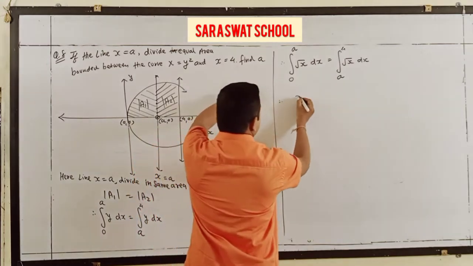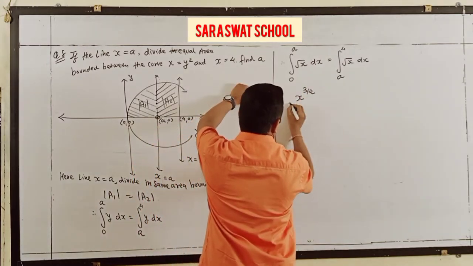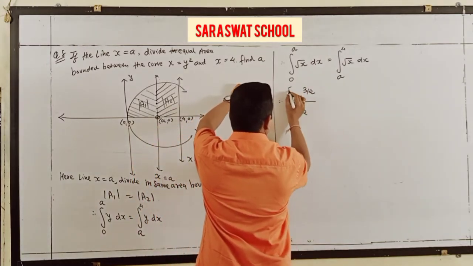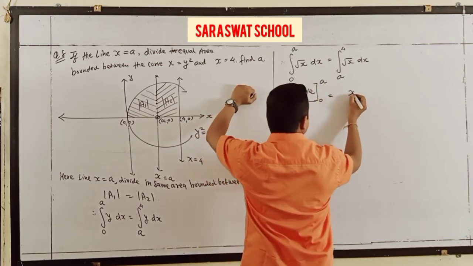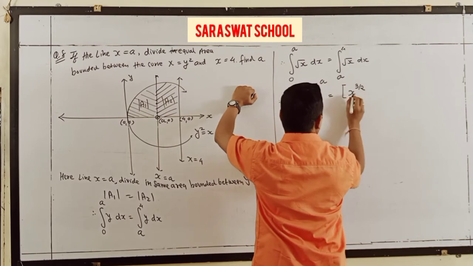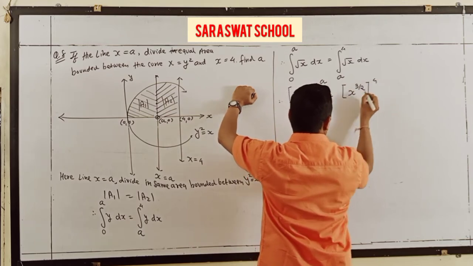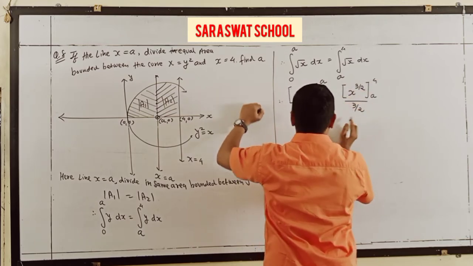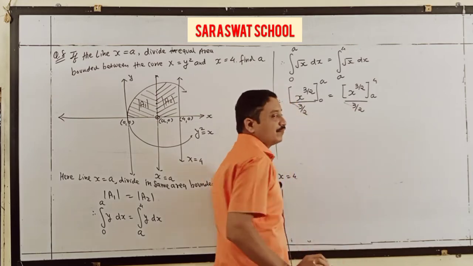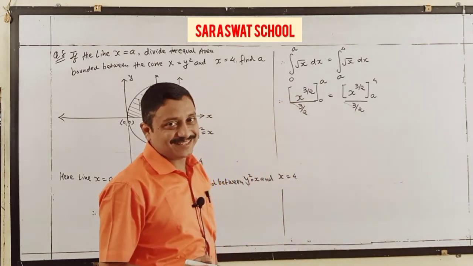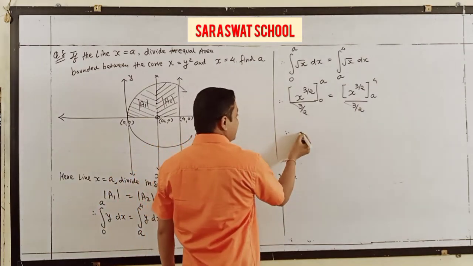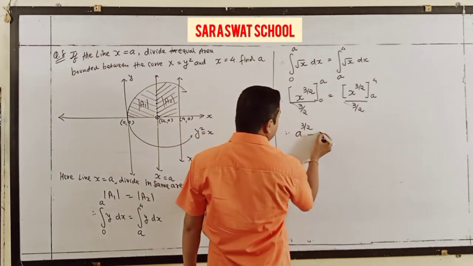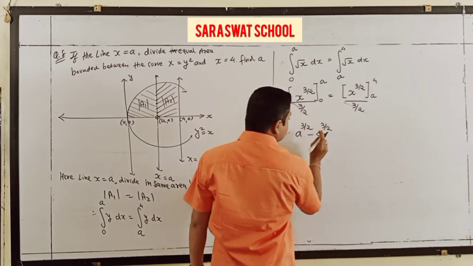So x raised to 3 by 2 by 3 by 2, with boundary 0 to a. Similarly here x raised to 3 by 2, a to 4, that also 3 by 2. Now 3 by 2 and 3 by 2 cancel universally. Upper limit minus lower limit. So the upper limit is a raised to 3 by 2 minus 0 raised to 3 by 2.